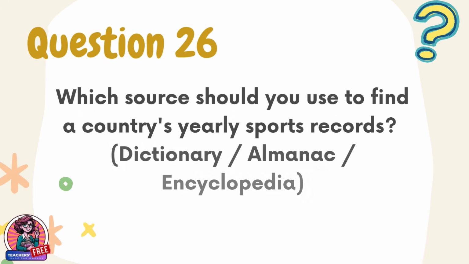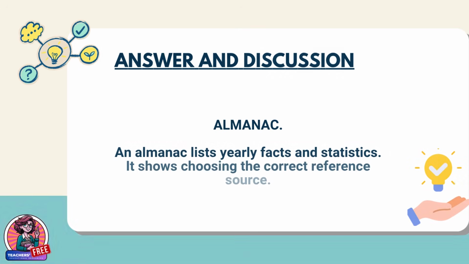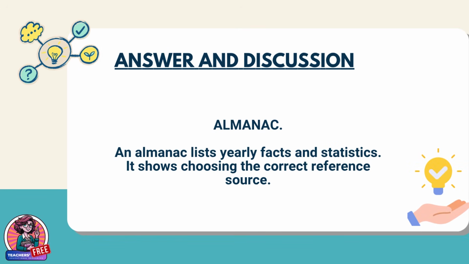Question 26. Which source should you use to find a country's yearly sports records? Dictionary, almanac, encyclopedia. Answer: almanac. An almanac lists yearly facts and statistics. It shows choosing the correct reference source.